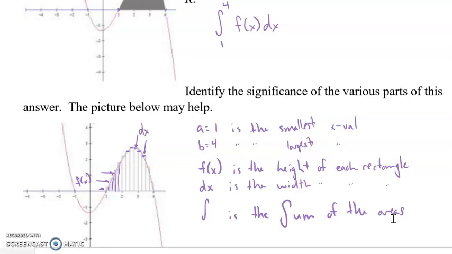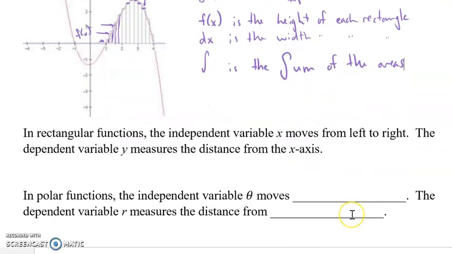For example, let's just refresh our memory here again with rectangular. The independent variable x moves from left to right, from 1 to 4. The dependent variable y, or f of x, measures the distance from the x-axis, right? We're measuring from the x-axis up to the top of each rectangle. And that's what we have, right? We're adding up the areas of a whole bunch of rectangles.